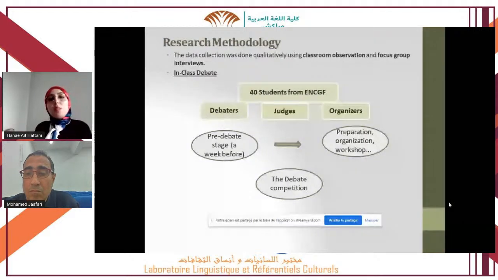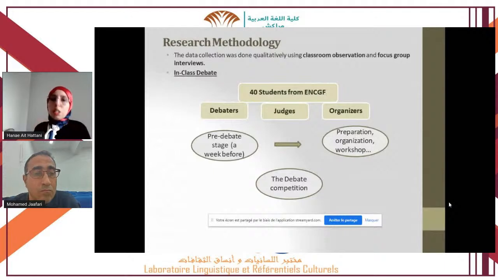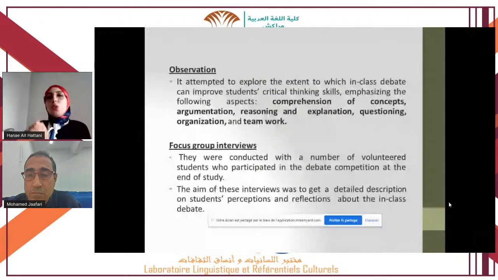Then we had the debate competition, which took place 2 weeks after the pre-debate stage. It means after the preparation and workshop. And that competition took place in school with 4 groups of debaters, and each debate took about 1 hour, or 50 minutes to 1 hour. Okay, so as I said, there were two instruments used.